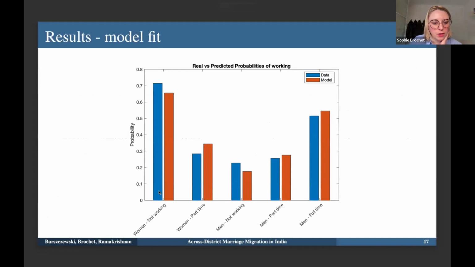So for women, we have 2 possibilities, not working and working part-time. And you can see that in the model, we tend to overpredict a bit working part-time, but we're still quite close. And then in the case of men, we have the three possibilities. You can see that we are really close for men who choose to work, and we underpredict a little bit not working for men.